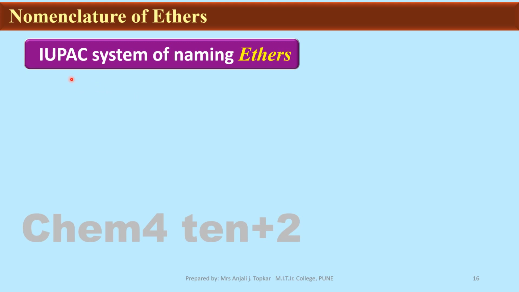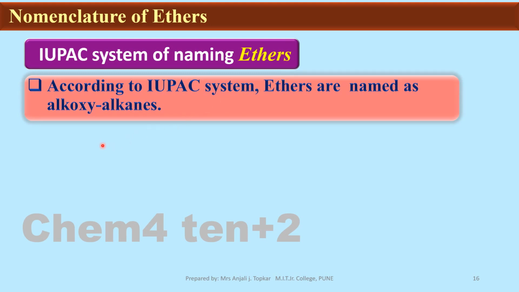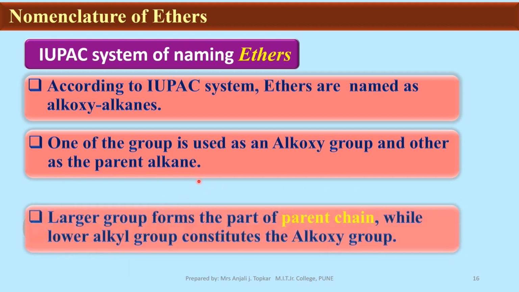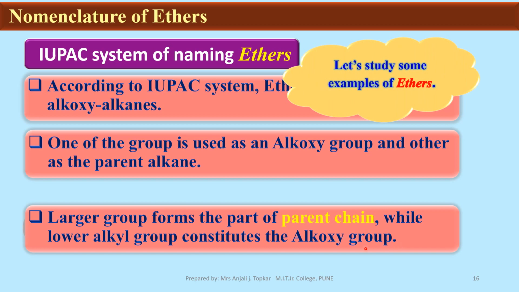Let's talk about the IUPAC system of naming ethers. In this system, ethers are named as alkoxyalkanes. One of the groups is used as an alkoxy group and the other as the parent alkane. The larger group forms the part of the parent chain while the lower alkyl group constitutes the alkoxy group. Let's study some examples of ethers.